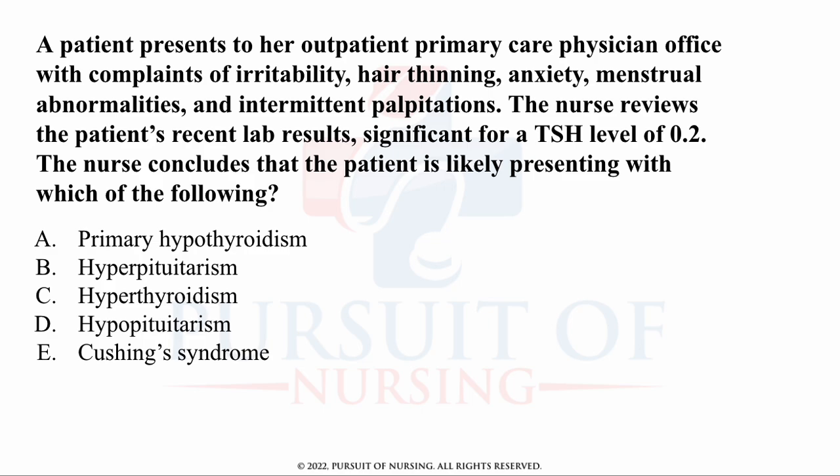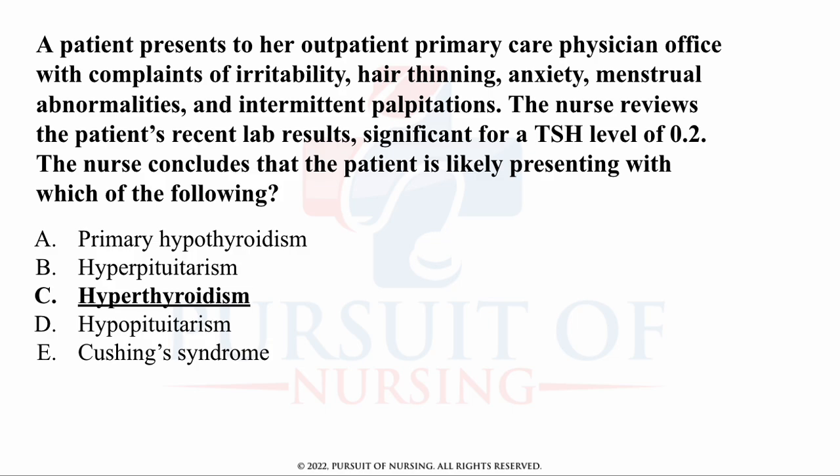So she's having irritability, hair thinning, anxiety, her cycle is abnormal, and her TSH level is 0.2. Is this patient presenting with primary hypothyroidism, hyperpituitarism, hyperthyroidism, hypopituitarism, or Cushing's syndrome? So this patient is presenting with hyperthyroidism.